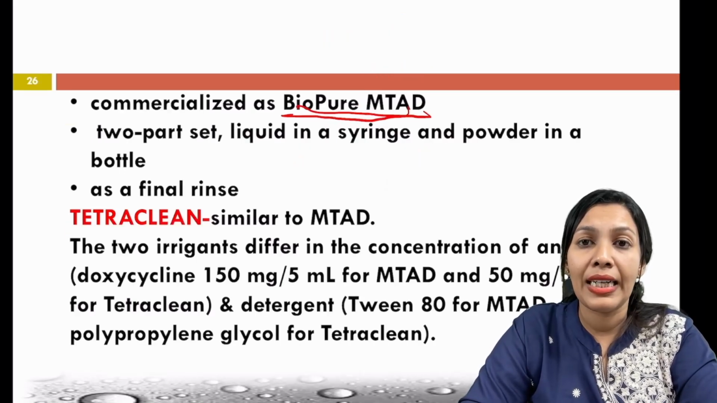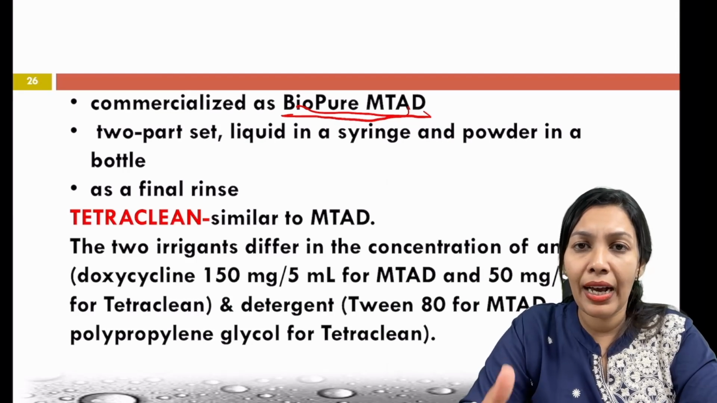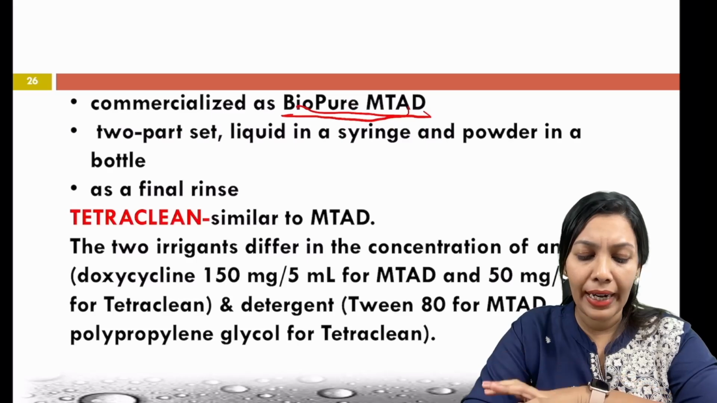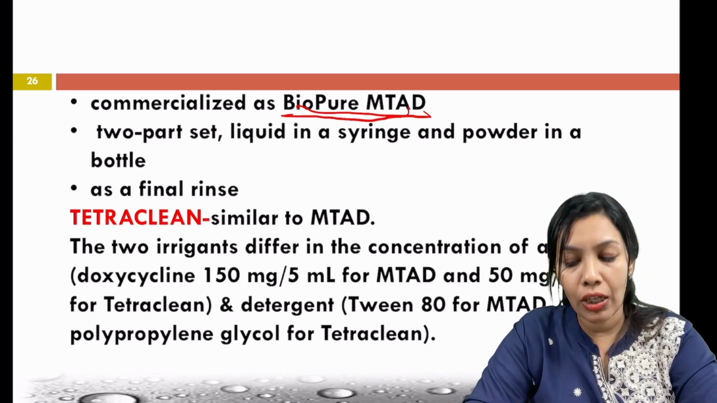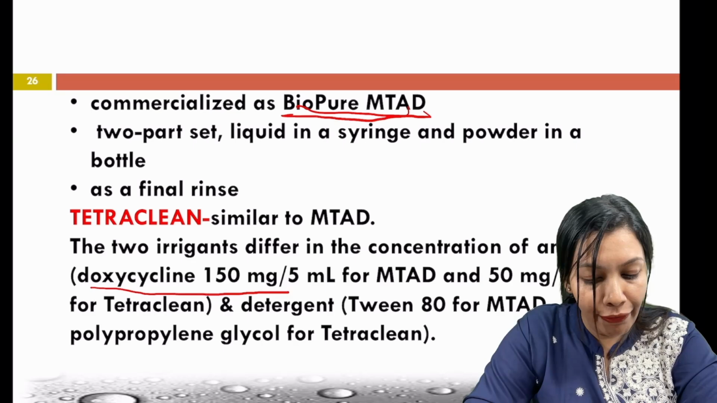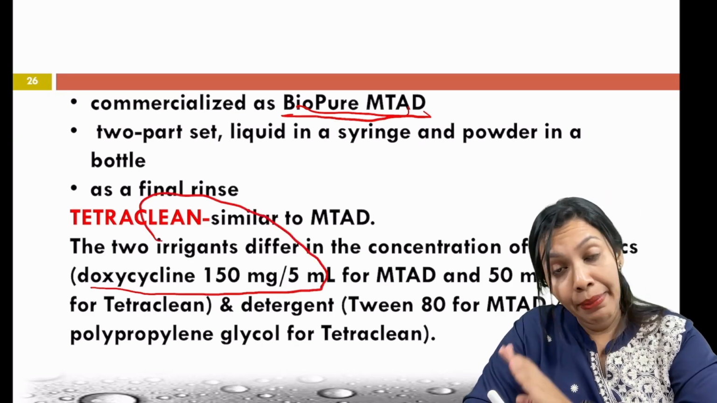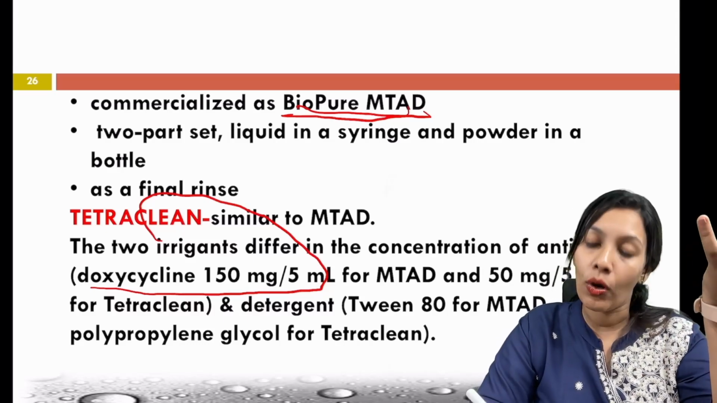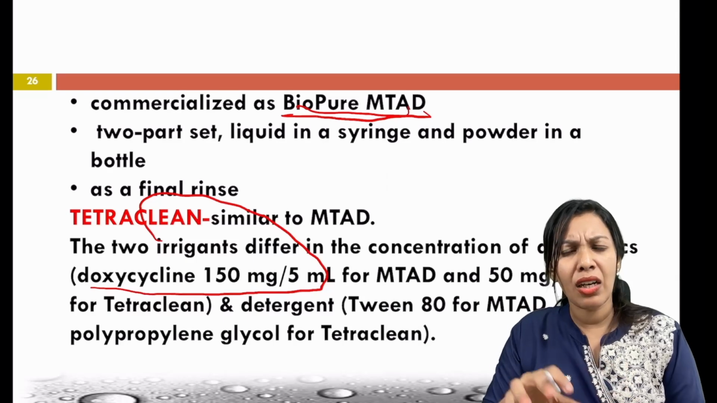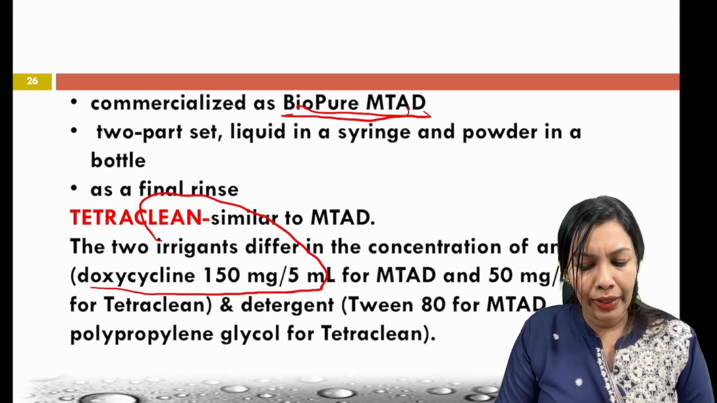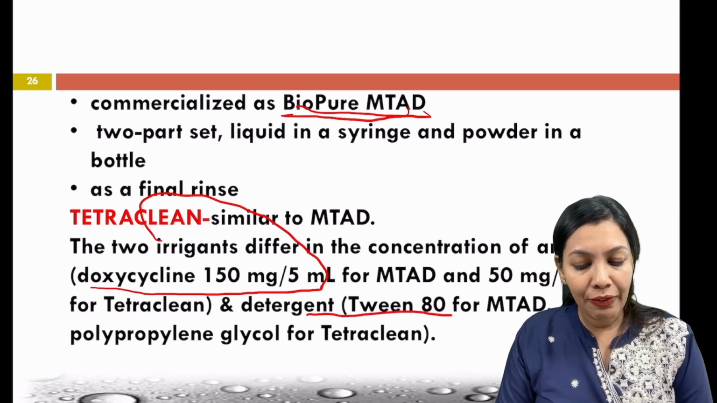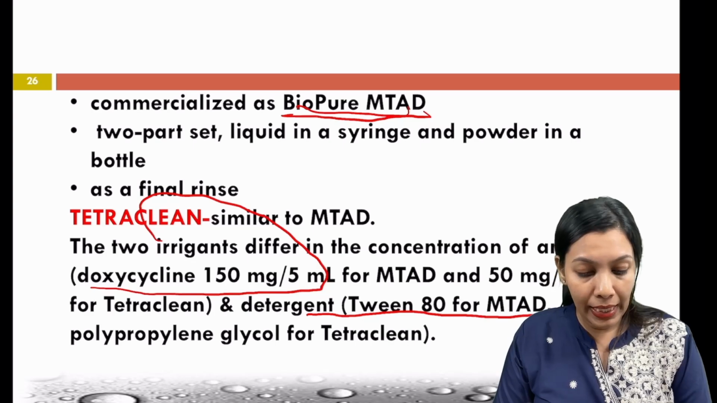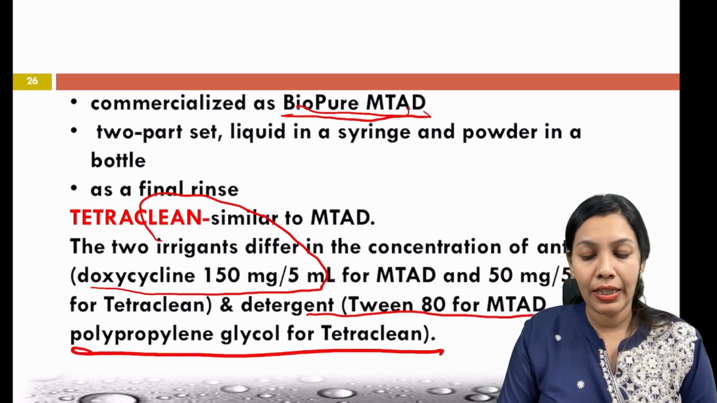And what is Tetraclean? This is another name which we commonly come across when we deal with questions. Tetraclean is similar to MTAD, but the two irrigants differ in the concentration of the antibiotic. Doxycycline is 150 mg for Tetraclean, and for MTAD it is 50 mg. Tetraclean is the newer material, and its concentration is higher, 150. And the detergent used is Tween 80 for MTAD and propylene glycol for Tetraclean. So these are the differences.